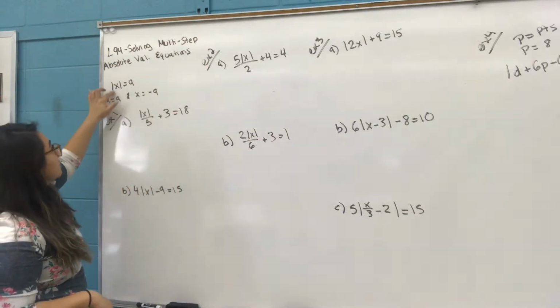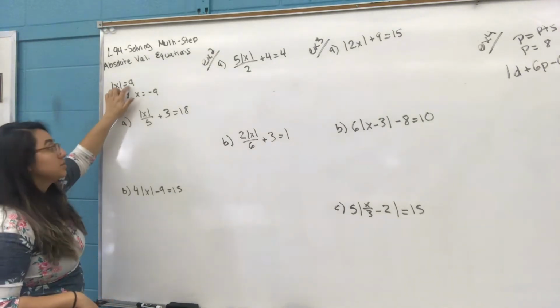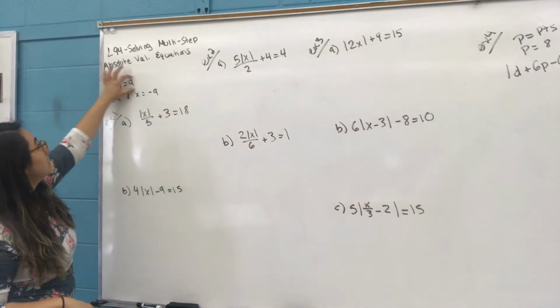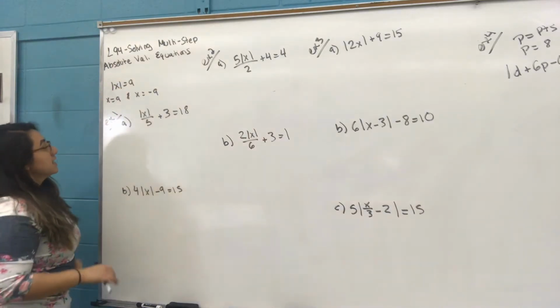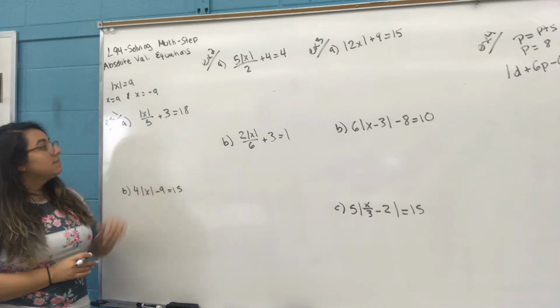So I have here the absolute value of x is equal to a, so that means you set it equal to the positive solution, your regular solution, and you set it equal to the negative solution. But keep in mind here, it's always going to be a positive in the beginning, it's never going to be a negative.